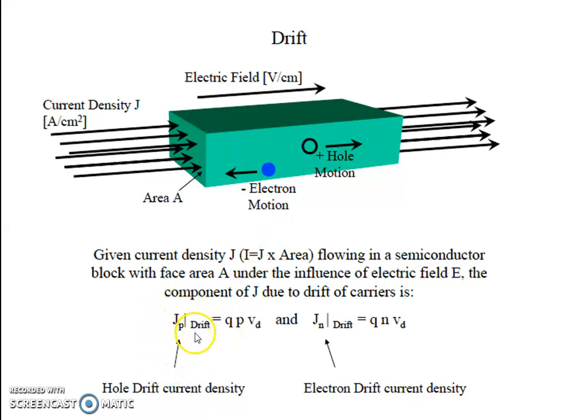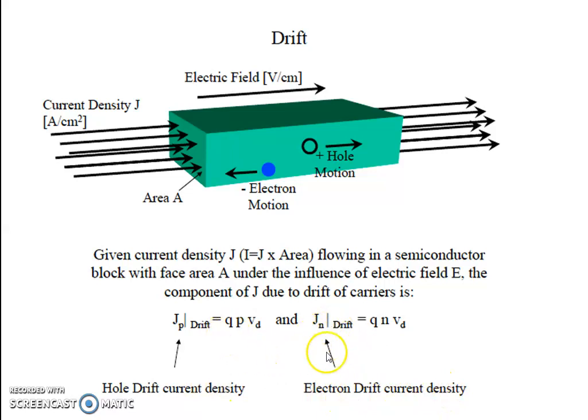So the current density, or the drift current density, is nothing but the charge times the concentration times the drift velocity. P is the concentration for holes, N is the concentration for electrons. They can be equal or they can be different based on what kind of semiconductor you are talking about. So that's why we always say that there is a hole drift current density and an electron drift current density.